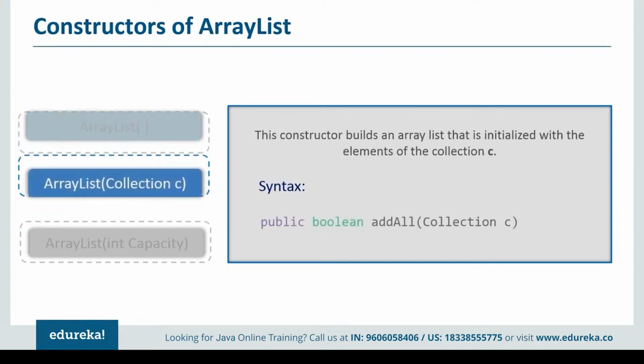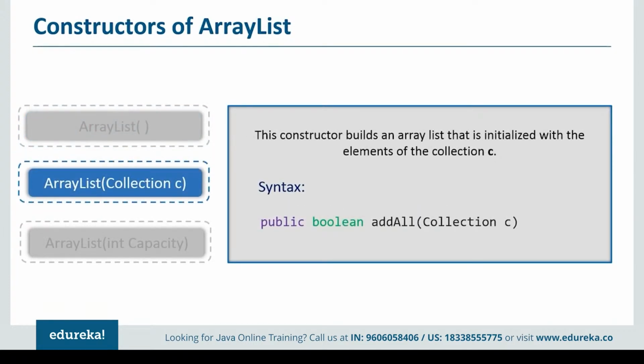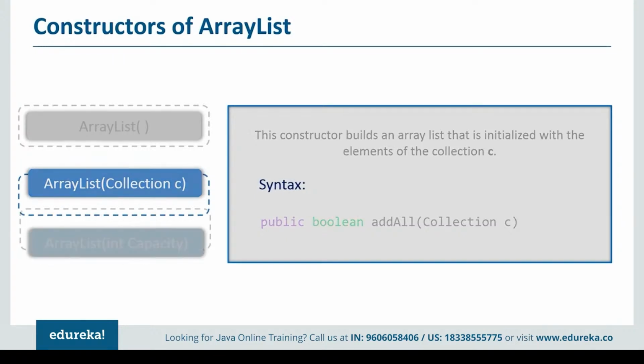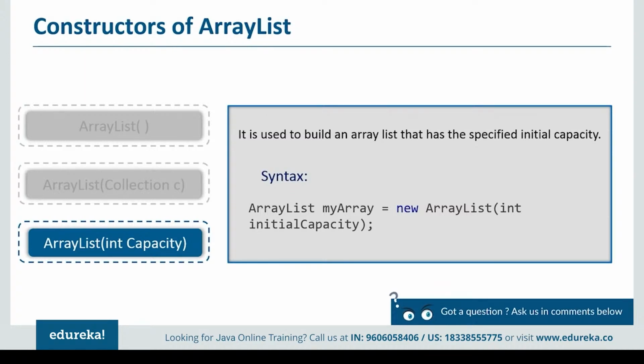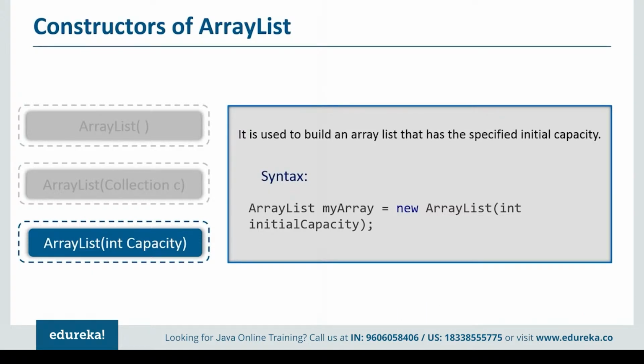Next, ArrayList(Collection c). This constructor is used to add all the elements of the specified collection c to the current array list. Next, ArrayList(int capacity). This is used to build an array list that has a specified initial capacity. An initial capacity is the number of cells that the array list starts with. It can expand beyond this capacity if you add more elements.